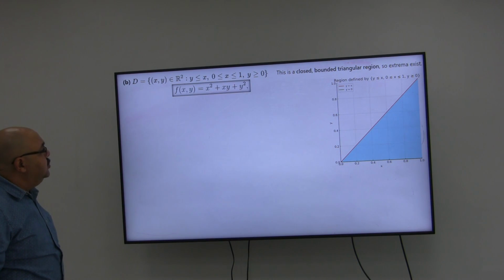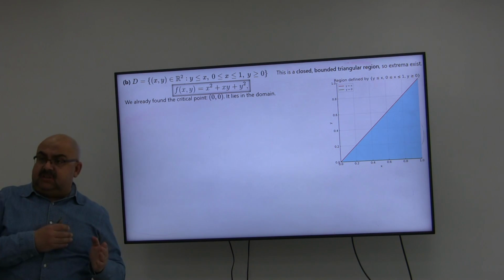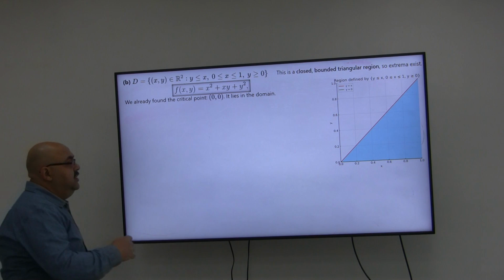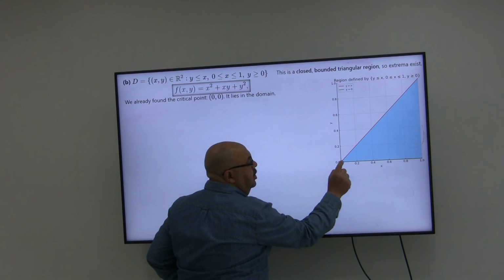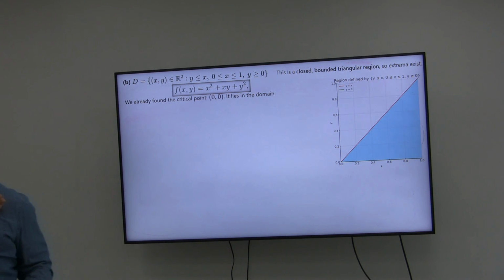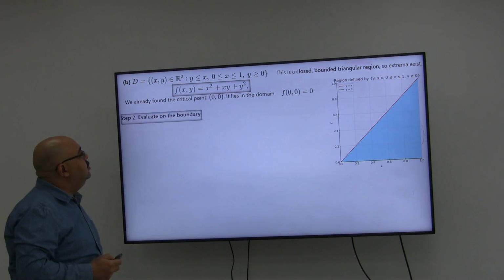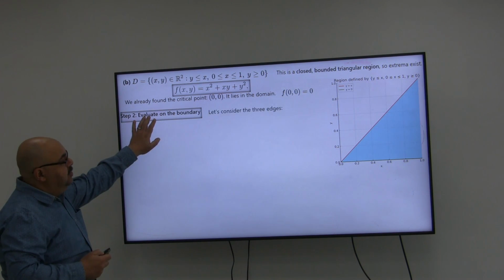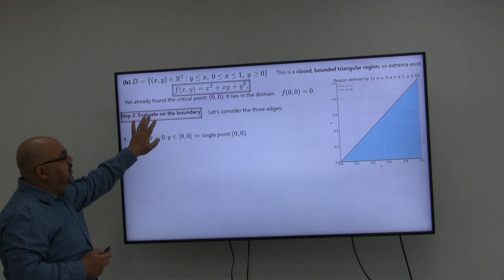So the function is x squared plus xy plus y squared. From the previous steps, we found that we have a global minimum at the origin. Okay, from what we did, now I have the critical points. I need to search for the extremum. The absolute points will happen on the boundaries, so I will need to discuss the boundary issue. So once more, the gradient is equal to 0, then evaluate on the boundary. As I told you, let's consider the 3 edges.